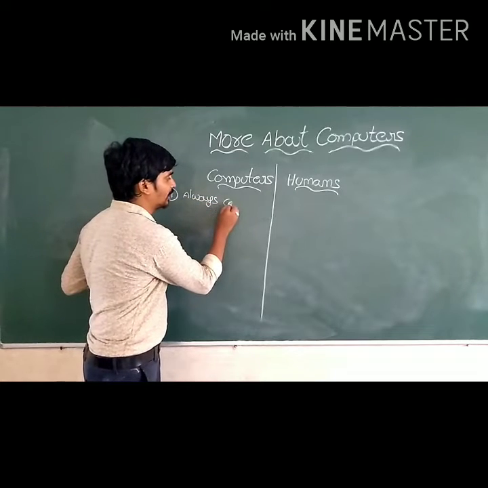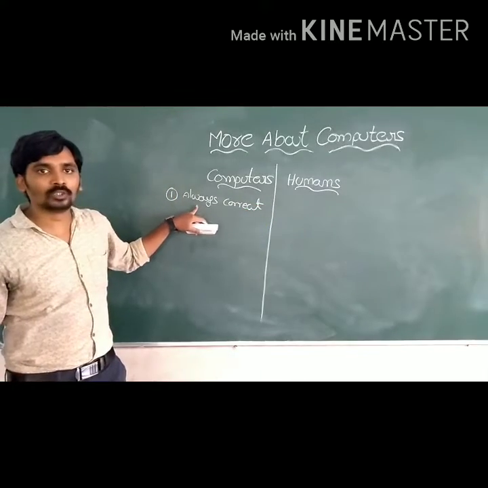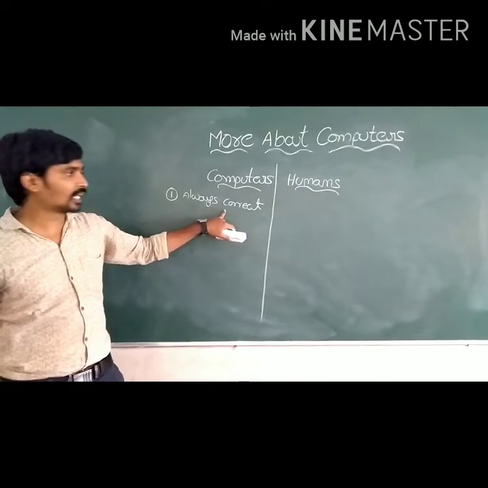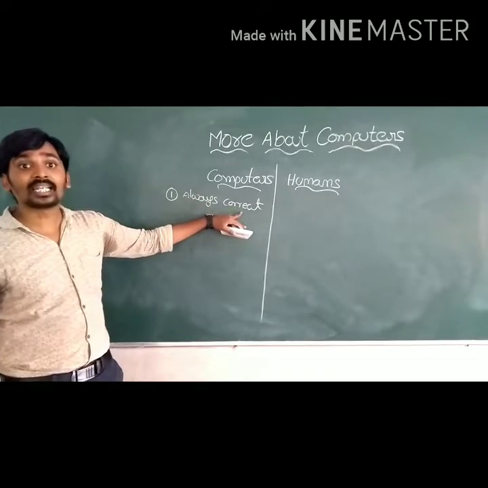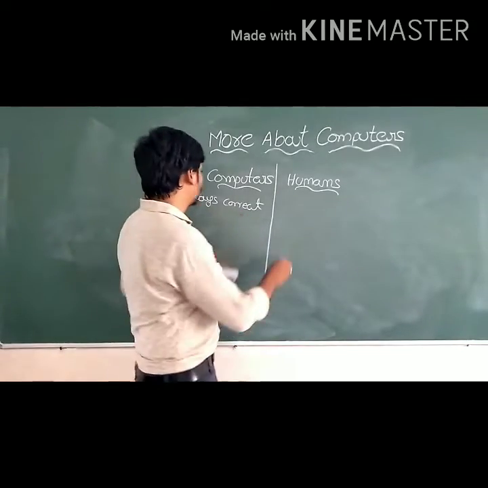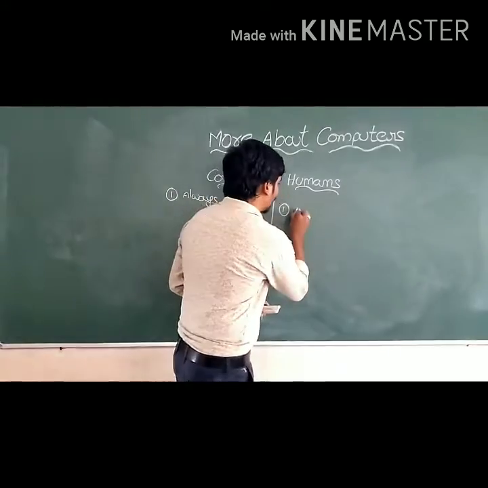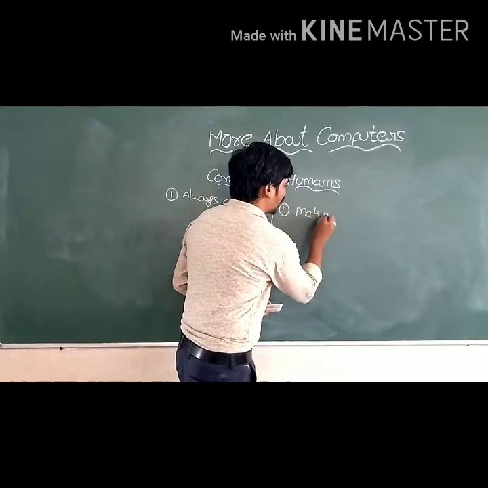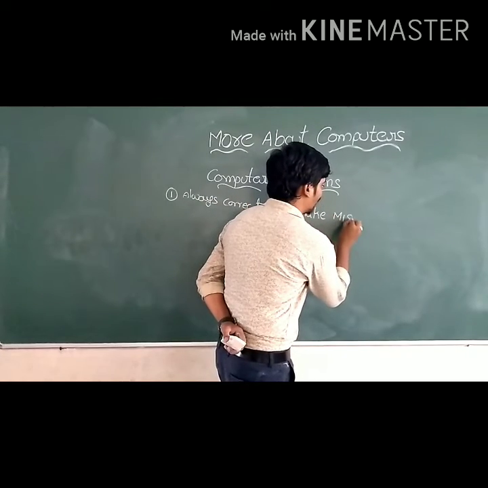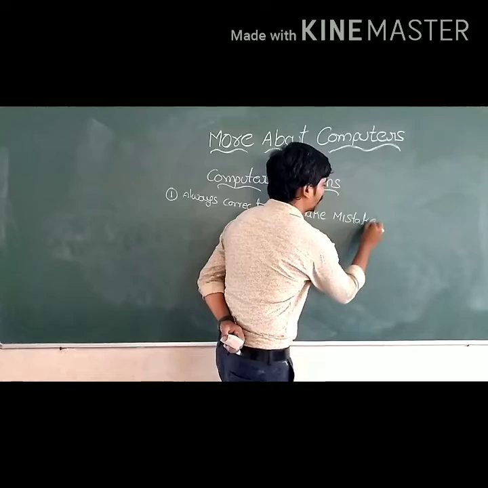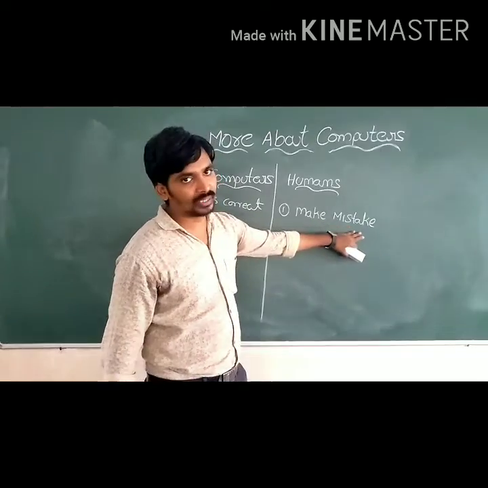Computer is always correct in calculation. A-L-W-A-Y-S, always. C-O-R-R-E-C-T, correct. Always correct calculation. And humans sometimes make a mistake. M-A-K-E, make. Mistake, M-I-S-T-A-K-E. Sometimes humans make a mistake.